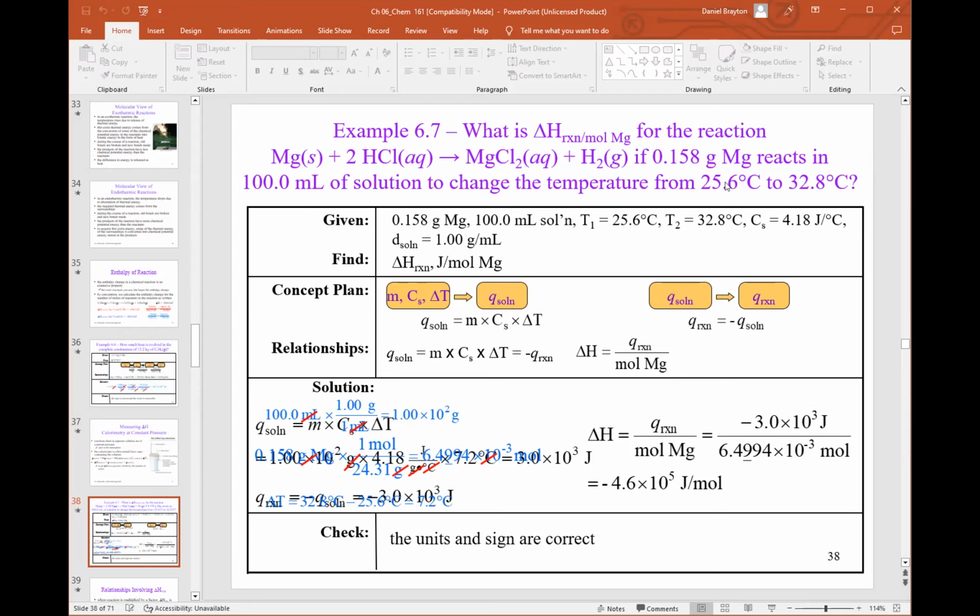You have a thermometer in there and it changes temperature. That temperature change is due to this chemical reaction. So we use the MCAT equation from before to figure out the heat that came off of the reaction. And then the heat that came off, we want to report in a normalized unit.